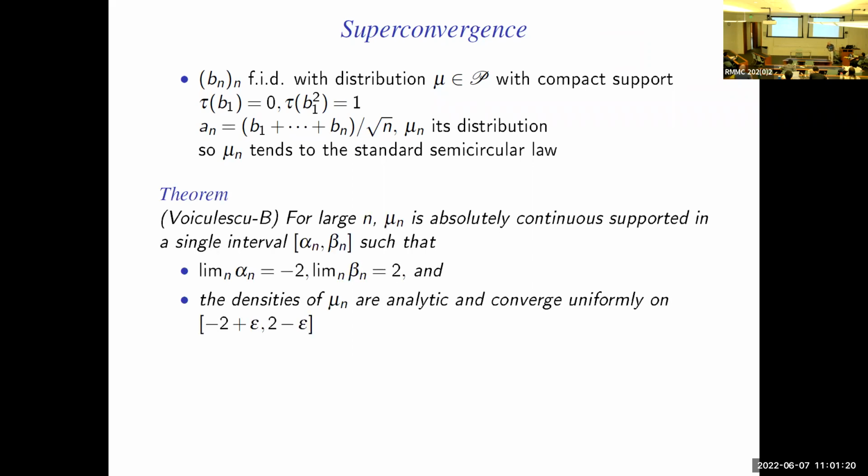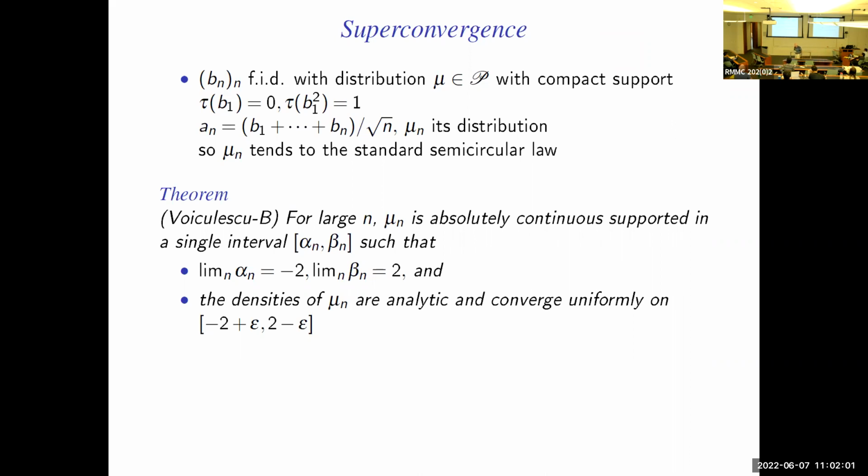And if you remember, the standard semicircular law is an absolutely continuous measure, supported on the interval from -2 to 2. And it turns out that for large values of n, mu n is also an absolutely continuous measure. It's supported on an interval alpha n, beta n that looks very much like the interval from -2 to 2. And the densities of mu n are analytic and converge uniformly to the semicircle density on the interval from -2 plus epsilon to 2 minus epsilon.